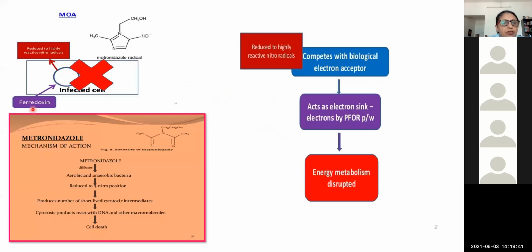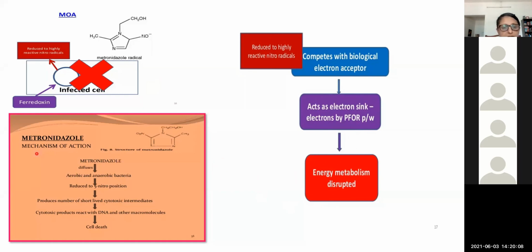So this metronidazole is converted to a reactive nitro radical. This reduced, highly reactive nitro radical will compete with the biological electron acceptor. That is, it acts as an electron sink. So it accepts all the electrons that are produced by the PFOR enzyme pathway, and so the energy metabolism of the anaerobes is actually disrupted.